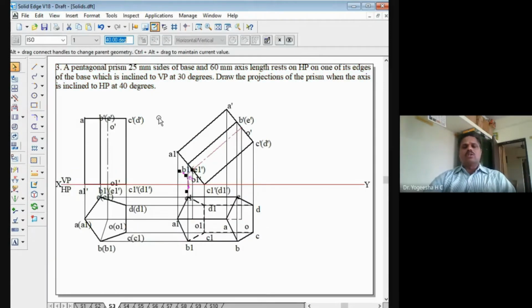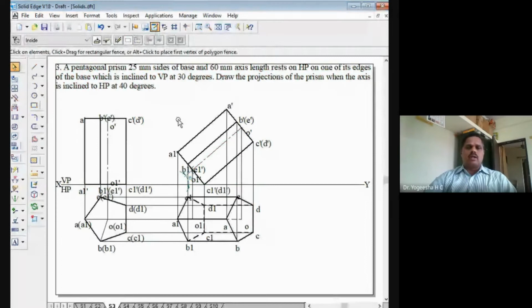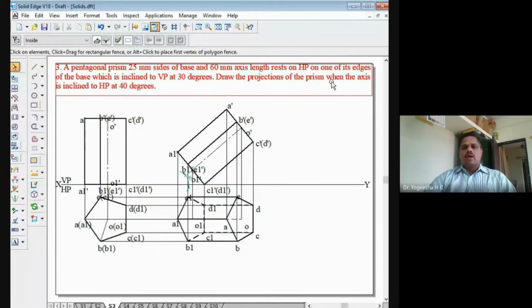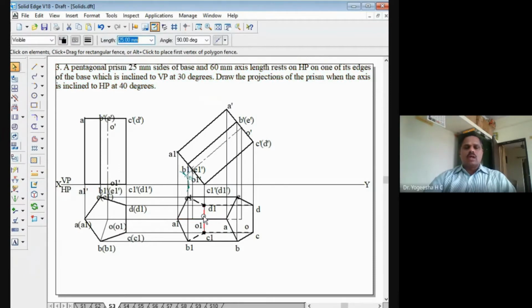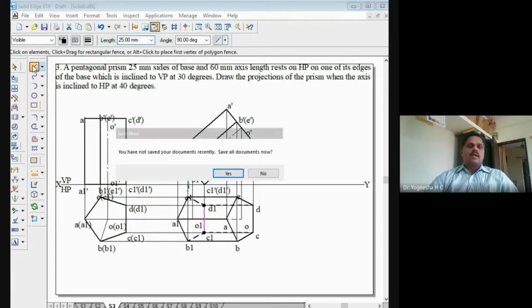Now we have to draw the third set. For drawing the third set, we have to draw a 30-degree line. Sorry, that is, one of the edges of the base is inclined to VP at 30 degrees. So for that, we have to draw a 30-degree line. That is the resting edge here. This is the resting edge C1, D1. So this should be inclined to VP by 30 degrees here. We have to draw an inclined line here, and to that inclined line, we have to rotate the resting edge.